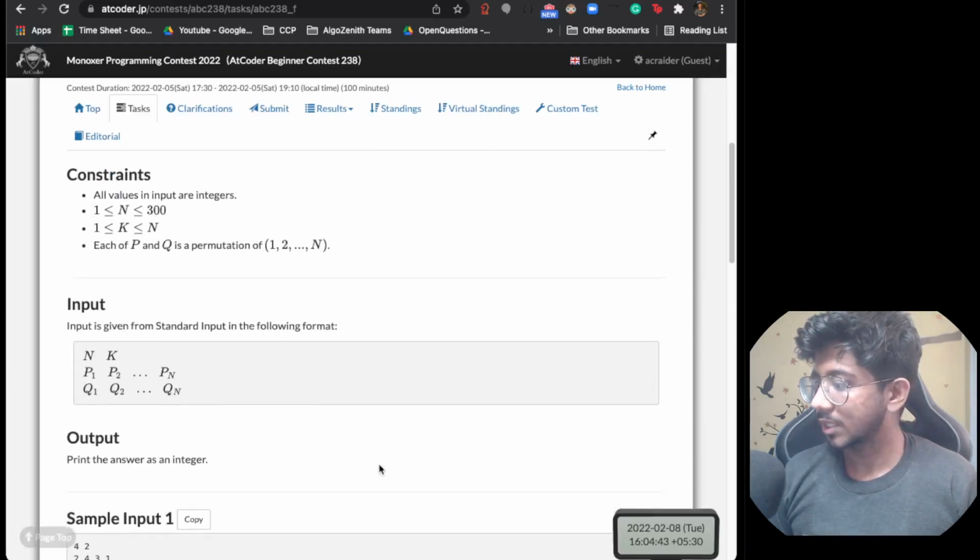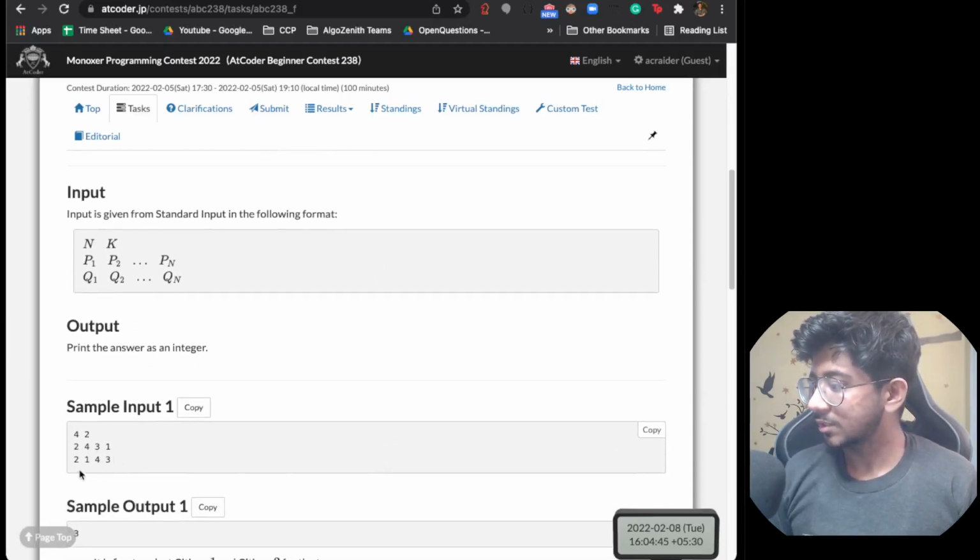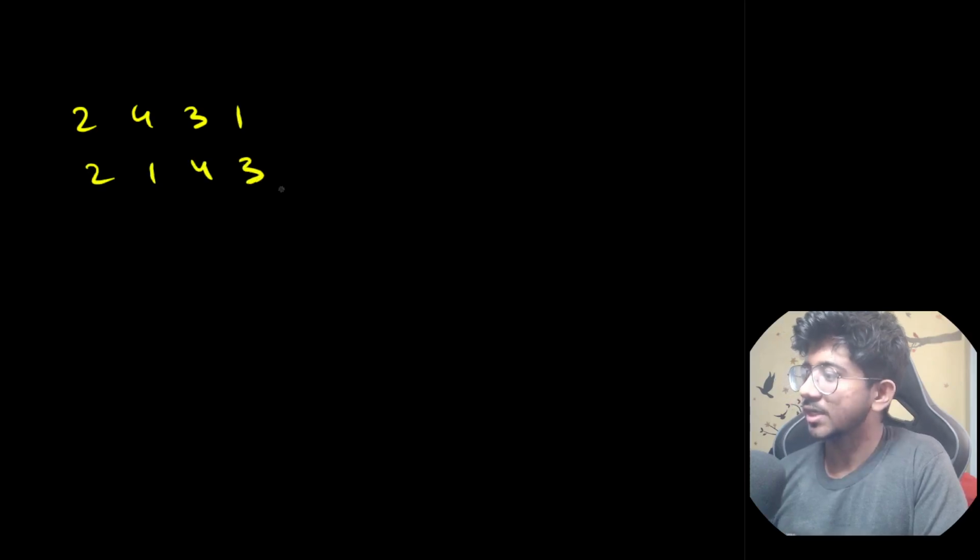So let's take the sample input itself. Let's have a look at what the sample input talks about. So there is 2431, 2143, right? So let's say this is the P test, Q test, right?